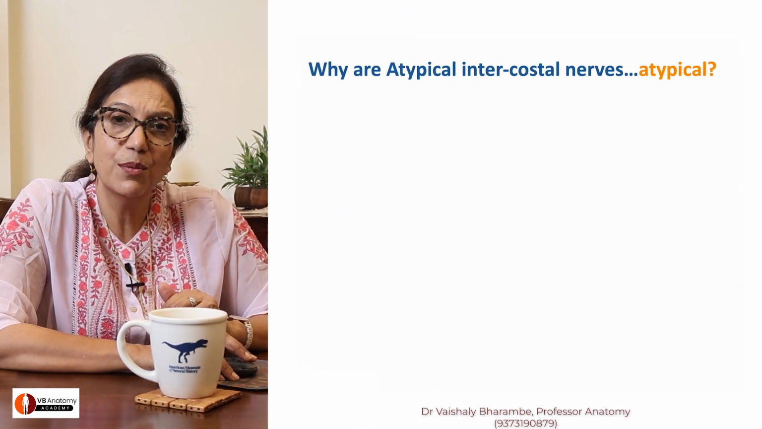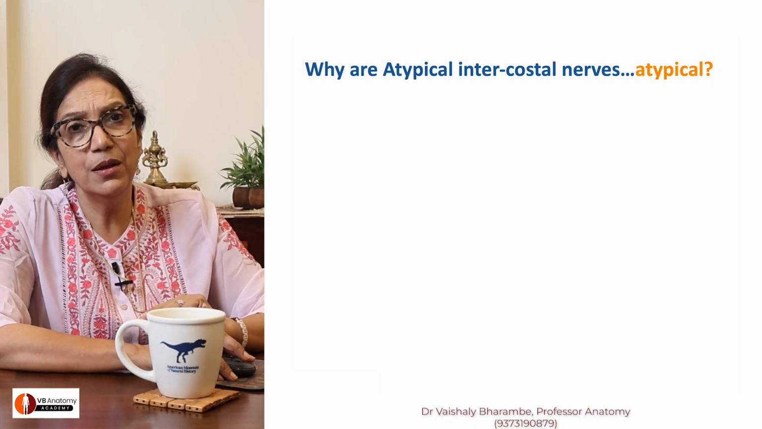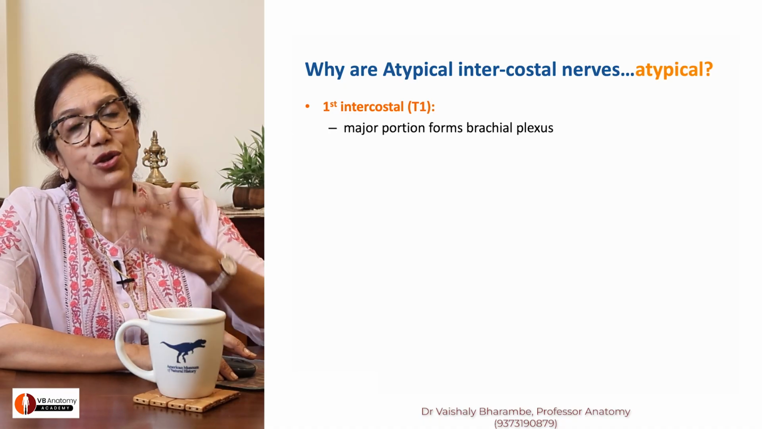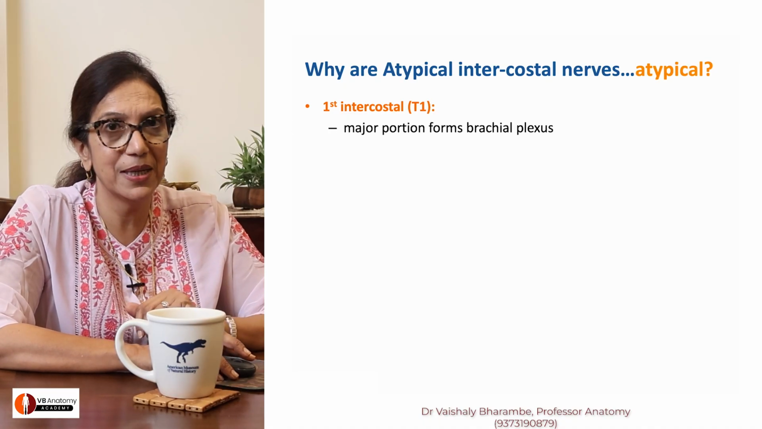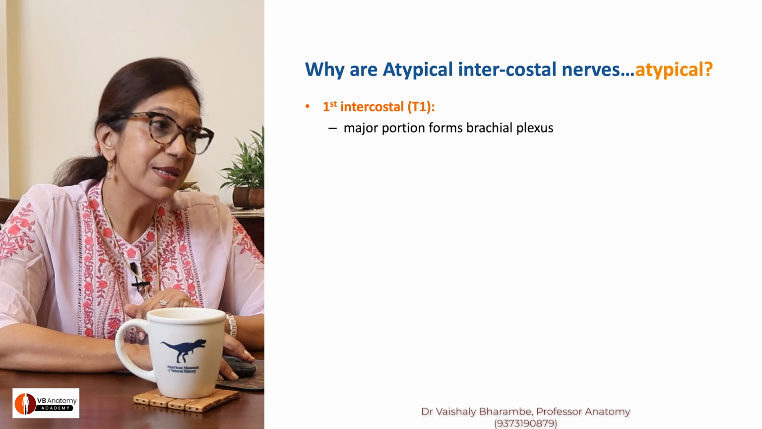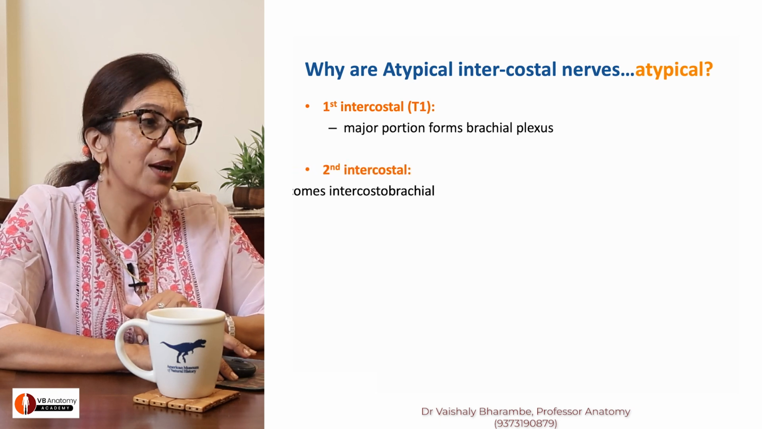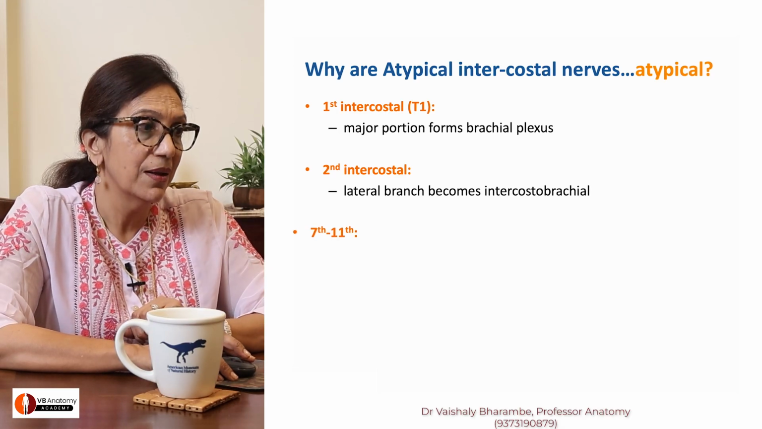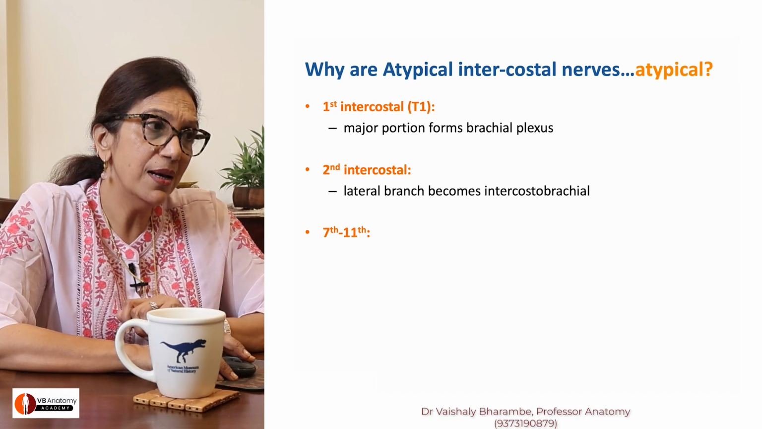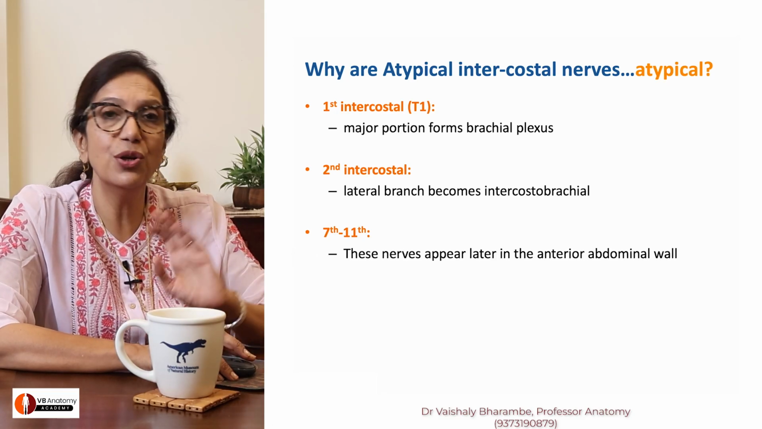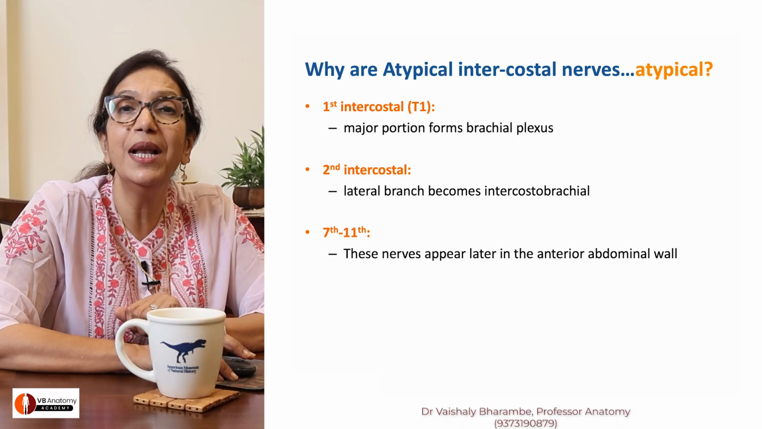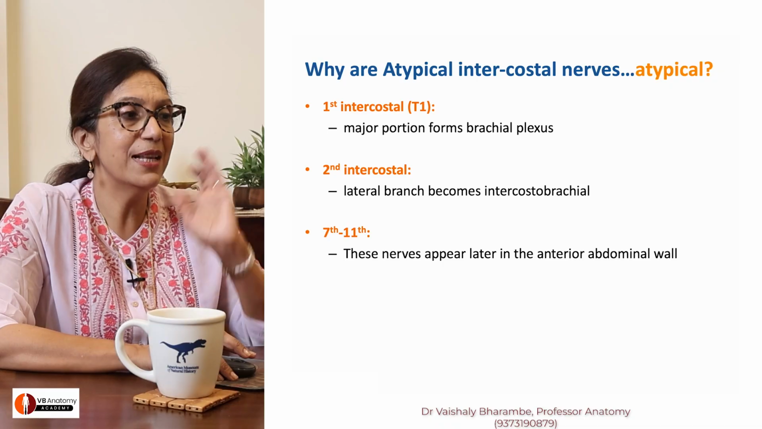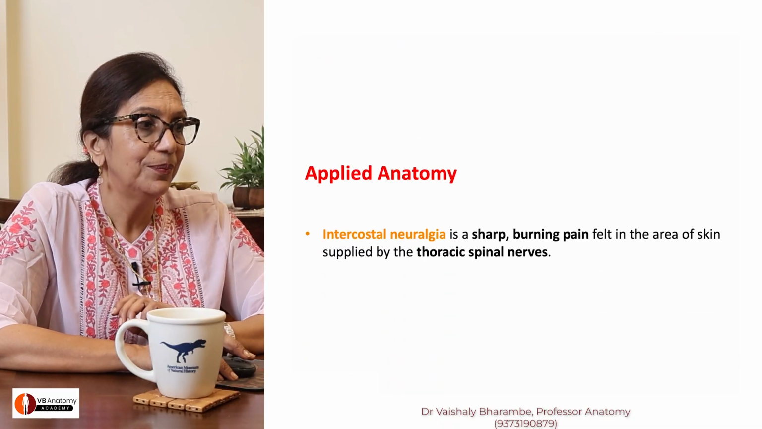Let's ask ourselves a question. Why are the others atypical? What is wrong with them? First is atypical because it actually participates largely in the brachial plexus. Second is atypical because it gives rise to its lateral branch, which becomes intercostobrachial. Seventh to eleventh are atypical because they actually supply the anterior abdominal wall as well. They are not limited to the thoracic cage. Got it? So that's why they're all atypical.